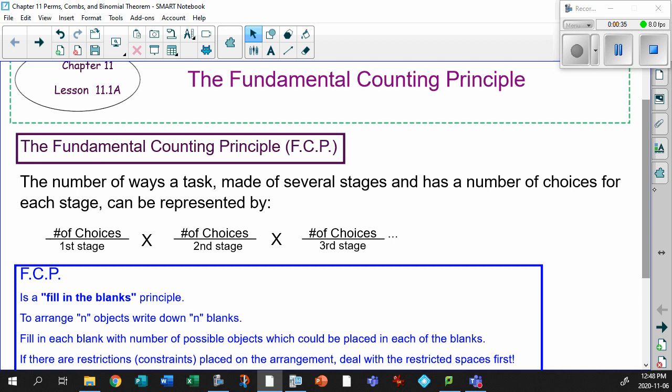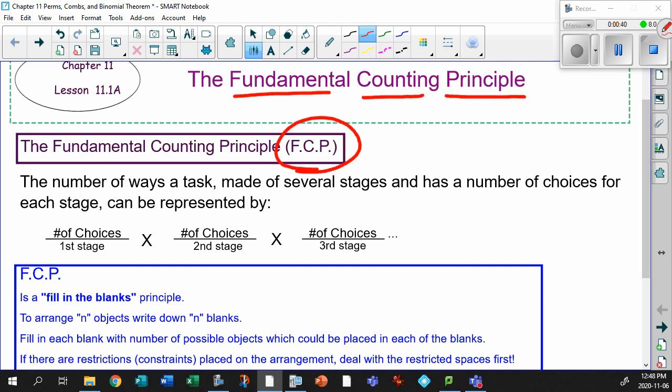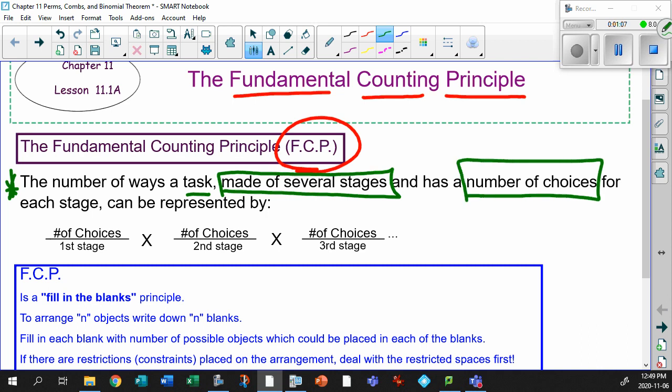One of the first ones you want to talk about is something called the Fundamental Counting Principle, also known as the FCP. Now, if you read the definition for this, it's really quite unique. This refers to the number of ways a task, so you going to school, you going to the mall, how many different outfits can you get out of your closet, and so on and so forth. So, in other words, this task can be made up of several stages, and has a number of choices. Now, what do I mean by this?